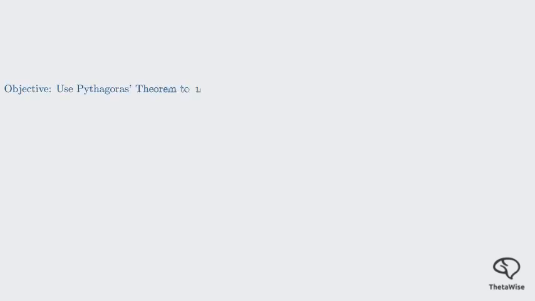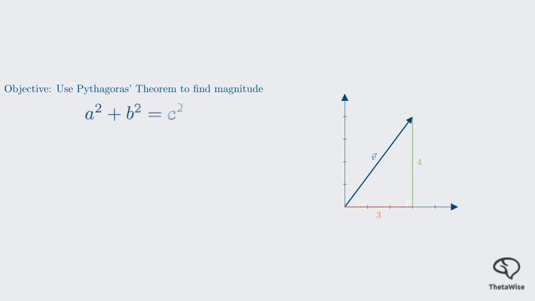To calculate this length, we can turn our vector into a familiar geometric shape. If we draw a horizontal line for the x component and a vertical line for the y component, we form a right-angled triangle. The vector itself is the hypotenuse of this triangle. You might remember Pythagoras' theorem, which states that for any right-angled triangle, a squared plus b squared equals c squared. In our case, a and b are the horizontal and vertical components, and c is the magnitude we want to find. Let's plug in our numbers.